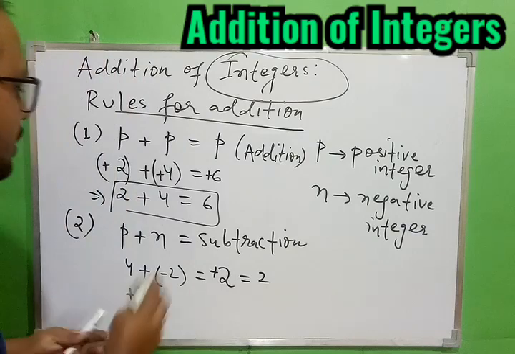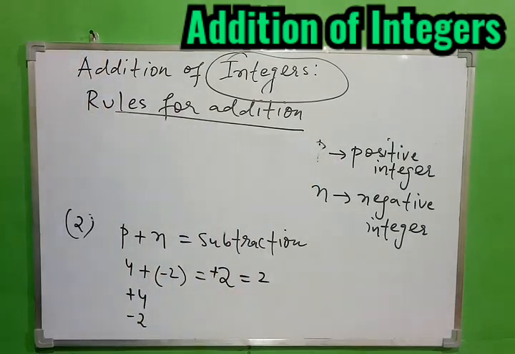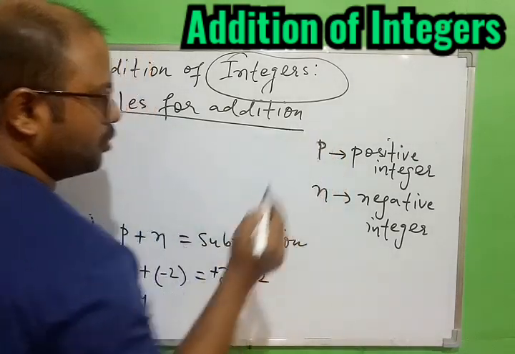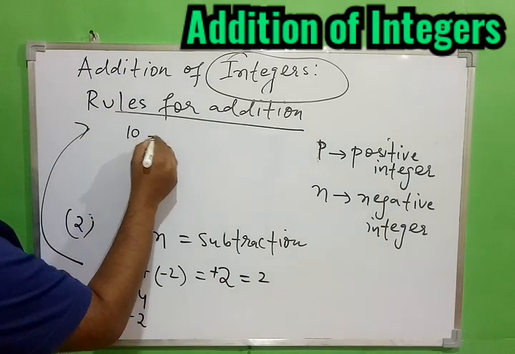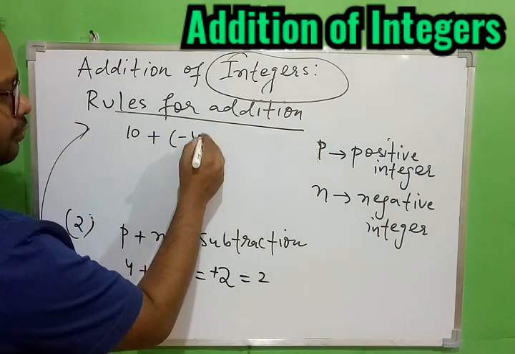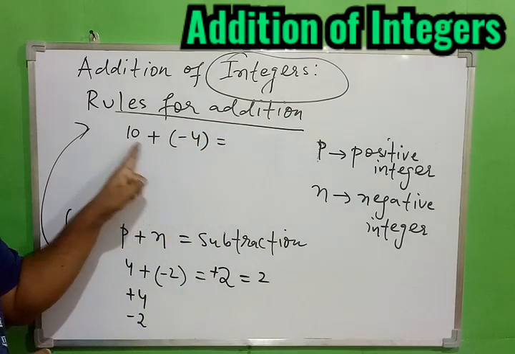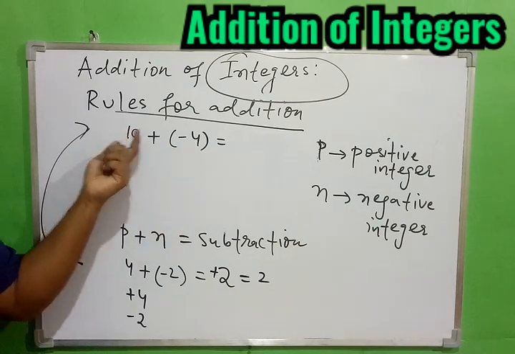Let's take more examples to understand this. This will continue here, and just remember P for positive, N for negative. Now let's take another example, 10 plus minus 4. First we understood we have positive and negative integers, so we have to do the subtraction. We know 10 minus 4 is how much?